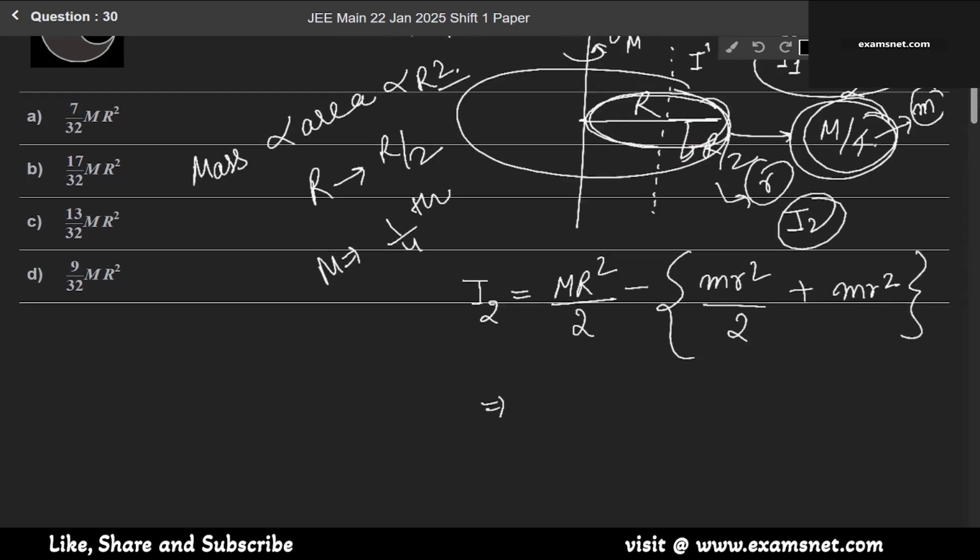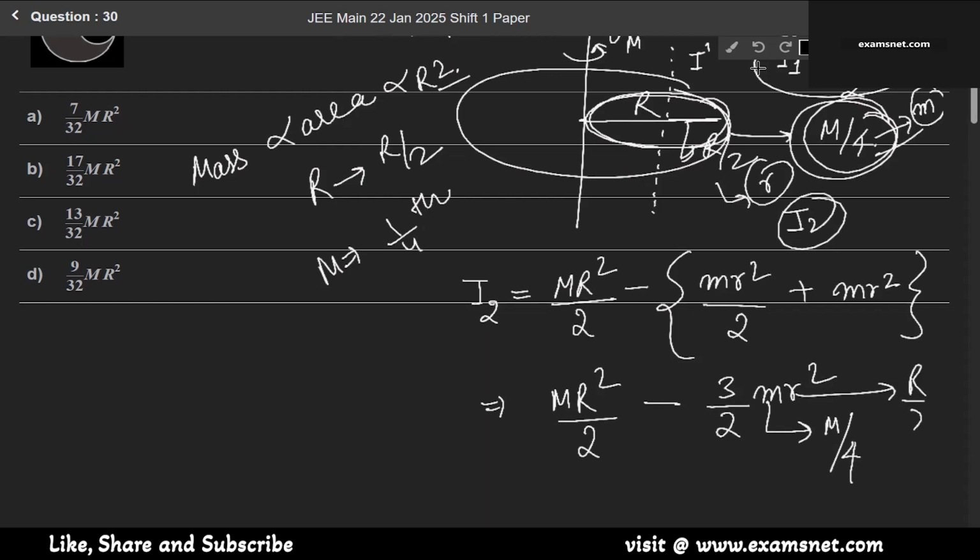So it will be equal to mr square by 2 minus, this will be mr square by 2 plus mr square, 3 by 2 mr square. Now since small m is what? Small m is capital M by 4 and small r is capital R by 2.